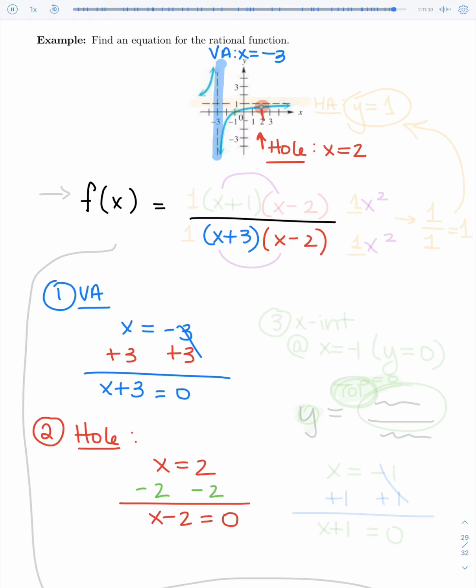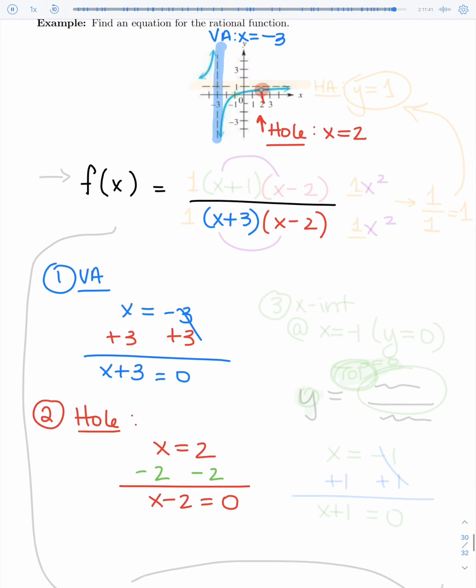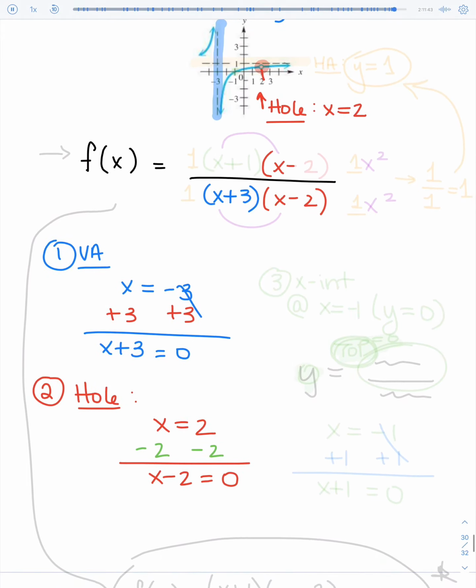However, holes are holes because they cancel out. So if I have an x minus 2 factor on the bottom that's making the denominator 0, then it's just a vertical asymptote. To make sure it's a hole and that it will cancel out, I need to also put the same factor on top. Okay, I'm getting closer and closer.